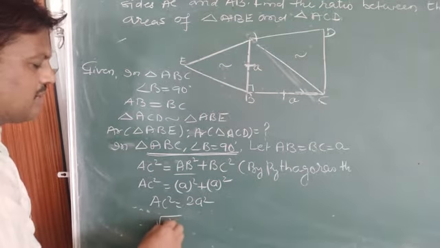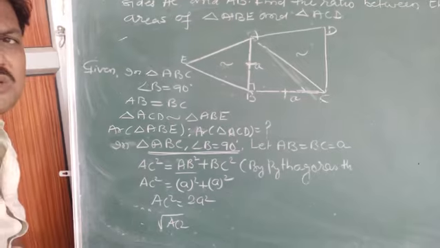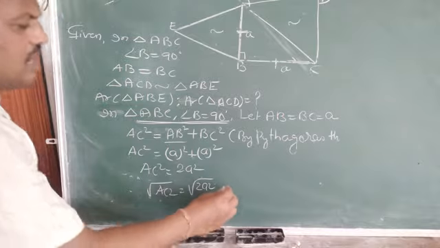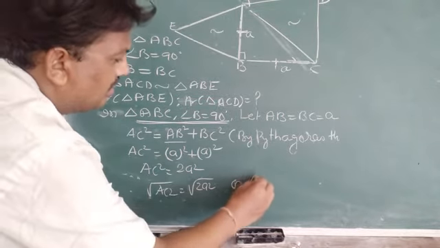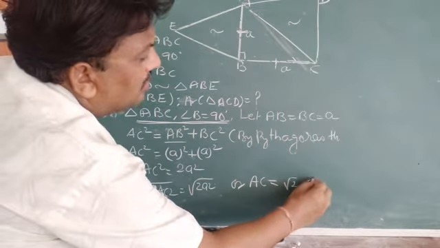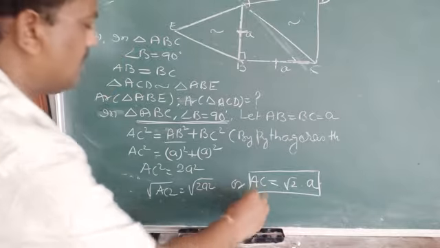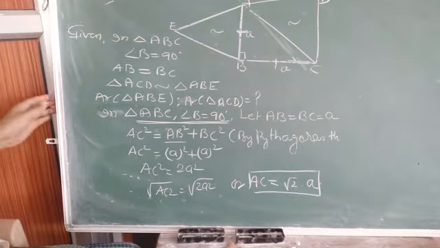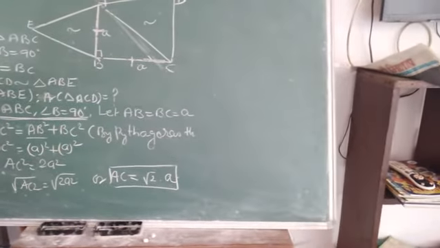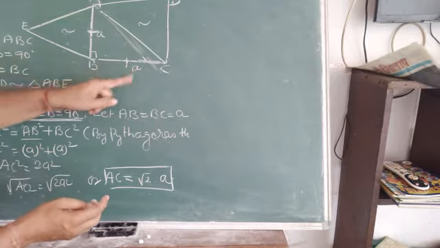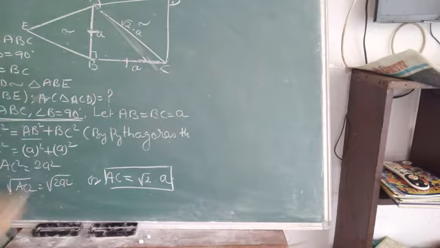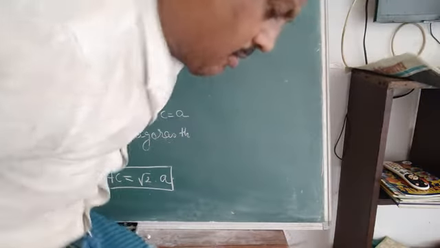Apply root on both sides. AC square is equal to root under 2A square, or AC is equal to root 2 into A. Okay children? Right. Now we got the value of AC. Now, children, AB value is A, BC value is A, and AC is root 2 into A. Now we can find the ratio of areas.